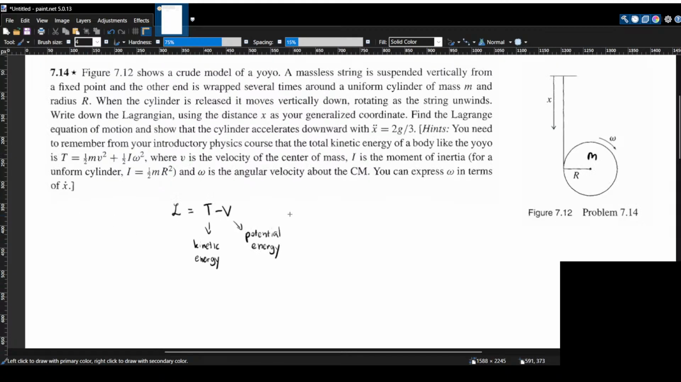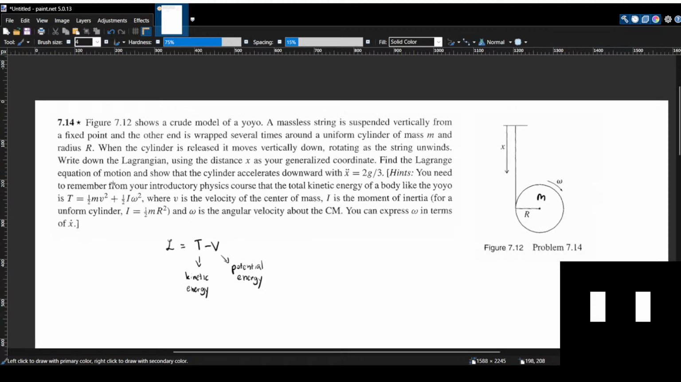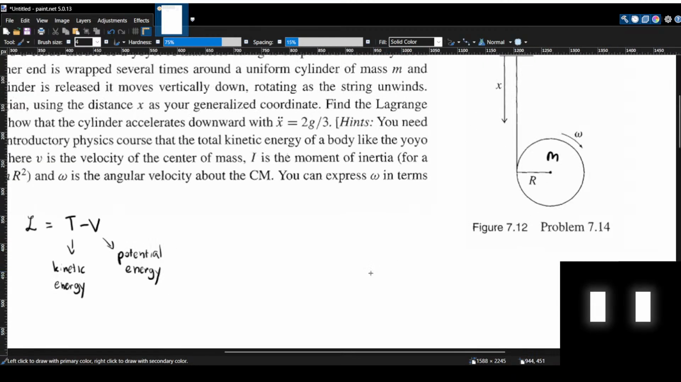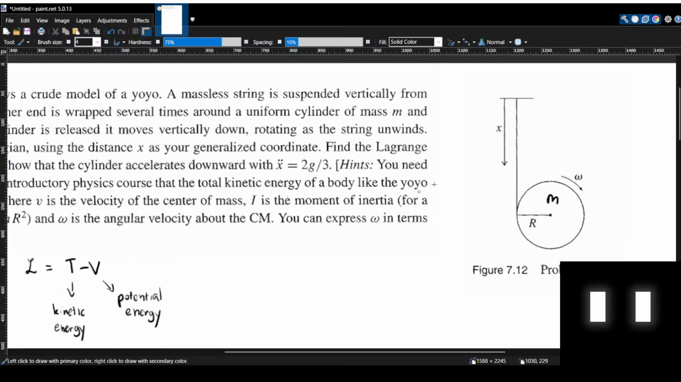So let's solve this one, shall we? First of all, using the distance x as our generalized coordinate. So here's the strategy. Let's first write out T and V. I reckon V might be easier to write out. I'm going to say that up here is the point where the potential energy is 0.